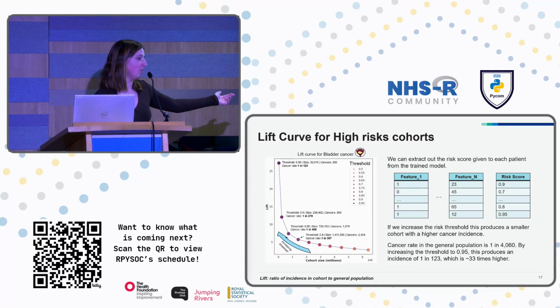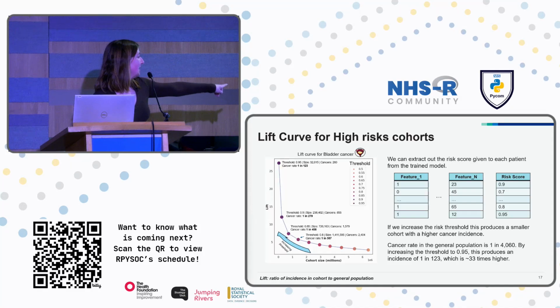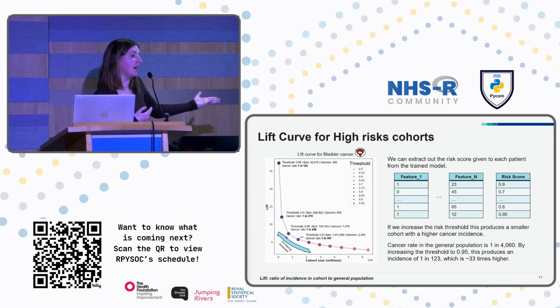So for example, we've got here the 0.8, and then this will increase to 0.85, 0.9. What this ends up producing is you end up looking at a smaller cohort of your population, but it has a higher cancer incidence. So it then produces these sort of high-risk cohorts. To put that into perspective, for the general population for bladder cancer, it's 1 in 4,060 in our population. And as you increase it to, say, the 0.95 threshold, this increases to 1 in 123, which is approximately about 33 times higher.